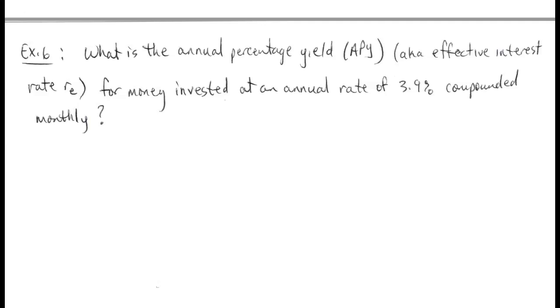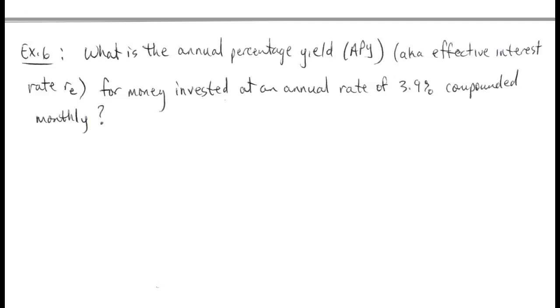So for our next example, we want to know what is the annual percentage yield, also known as the effective interest rate, for a certain amount of money invested at an annual rate of 3.9%, compounded monthly. What we want to know is, if we put money into this investment that pays 3.9% compounded monthly, what's the actual percentage rate in interest we're going to get in terms of how much money I put in versus how much I would get out.